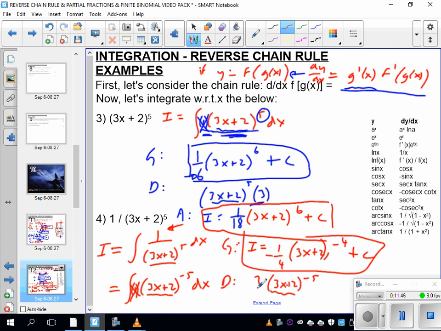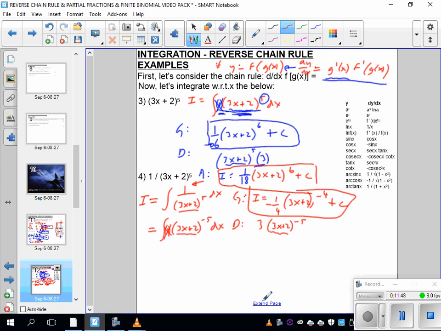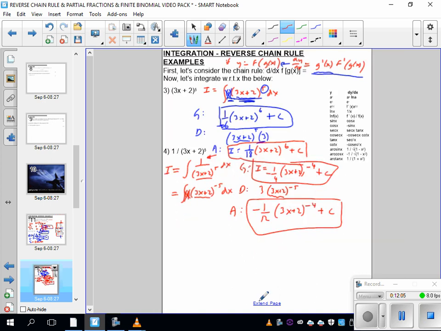And again, that's 3 too many. So we would have to adjust by dividing our answer by 3. So minus 1 over 12, 3x plus 2 to the minus 4 plus c. Always differentiate your answer again to check whether you're correct. But what we're starting to do is we're starting to build up an order of thought. Okay?